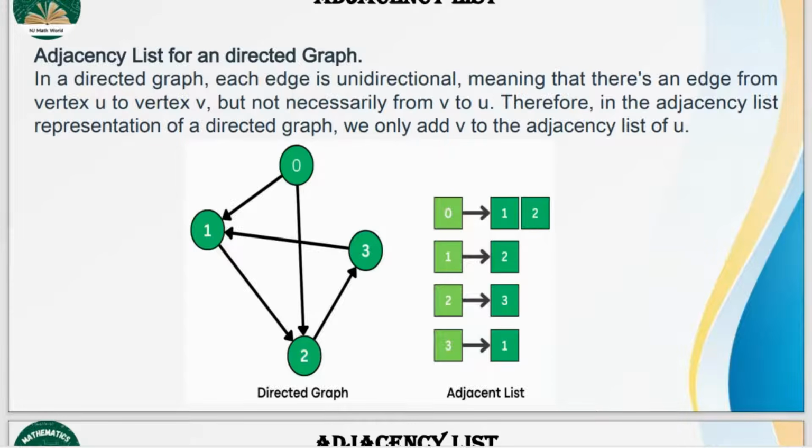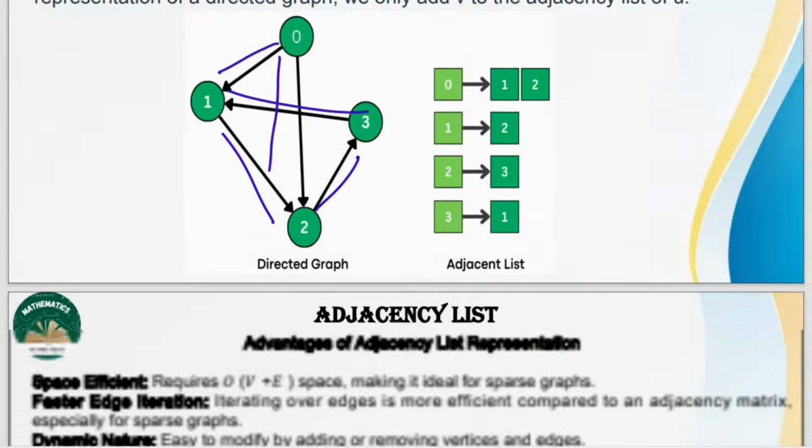Then for the directed graph, adjacency for 0 is only 1 and 2. Then for 1 it is 2. Then for 2 it is only 3. Then for 3 it is only 1. So it is called an adjacency list.